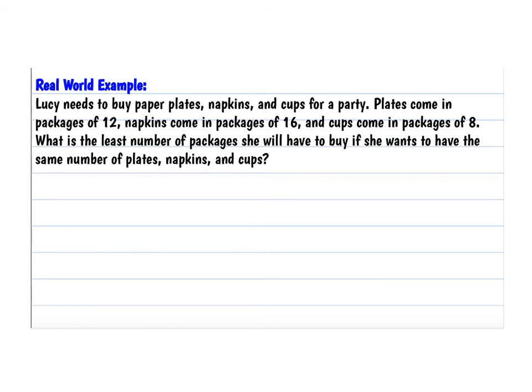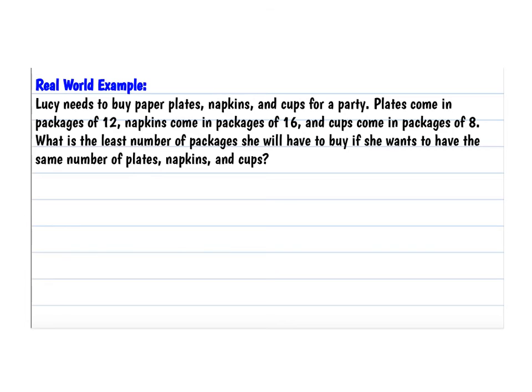Okay, we have a real world example here. Lucy needs to buy paper plates, napkins, and cups for a party. Plates come in packages of 12, napkins come in packages of 16, and cups come in packages of 8. What is the least number of packages she will have to buy if she wants to have the same number of plates, napkins, and cups?